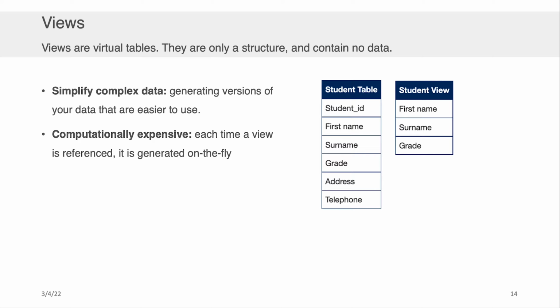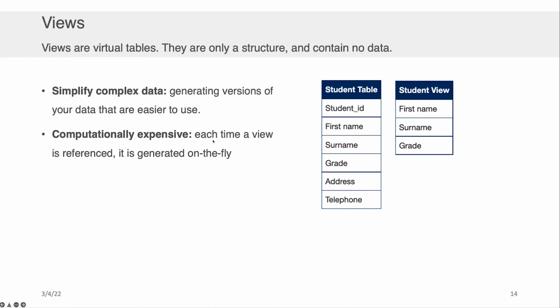Okay, so we spoke about tables and fields. Let's also speak a little bit about views. Remember, views are just virtual tables, so they're only a structure. They don't technically contain any data. They're just meant to generate versions of your data that are easier to use and visualize. Keep in mind as you're creating views that they are computationally expensive. Each time a view is referenced, it's generated on the fly, and a bunch of computation is used to generate it. So why would you use a view?